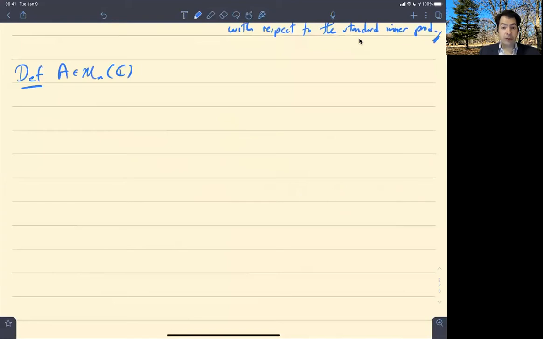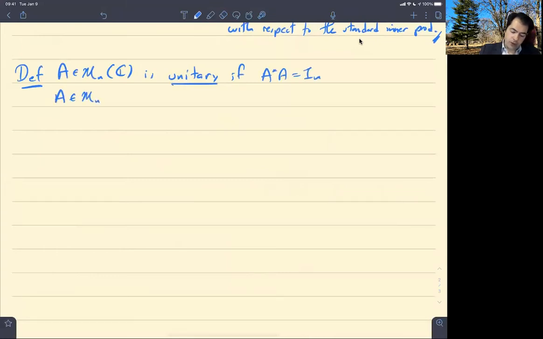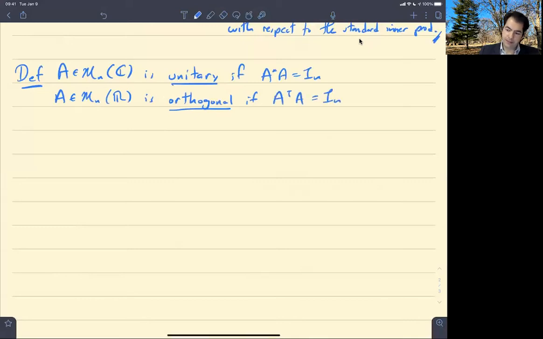So if you have an n by n matrix with complex coefficients, we say that it is unitary if A star A is equal to the identity. If you have real coefficients, the same concept gets a different name. We say it's an orthogonal matrix if A transpose A is equal to the identity.